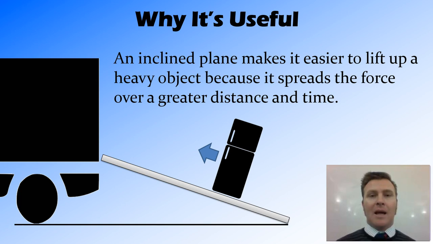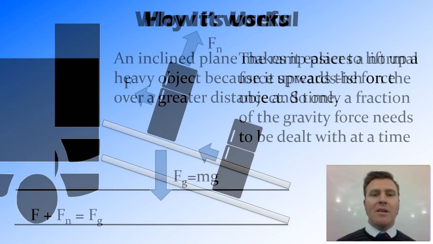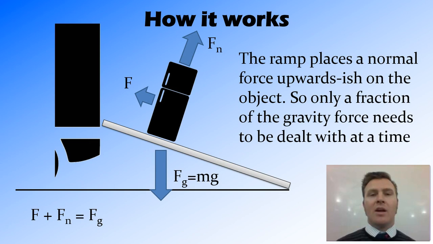By having the inclined plane, we're getting that mechanical advantage, spreading the force required to lift the fridge in an upwards direction across a greater distance and a greater time. Now the way that this works is because the normal force of the ramp, which is upwards-ish, it's perpendicular to the ramp, only a fraction of the force that is actually lifting that fridge up is required in that upwards motion at any one time. So this means that, as I said, you can do it over a longer time and over a longer distance.